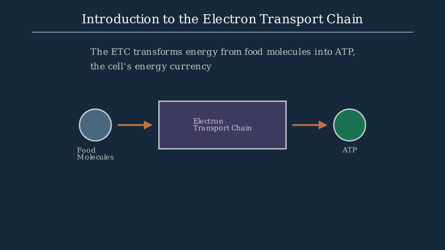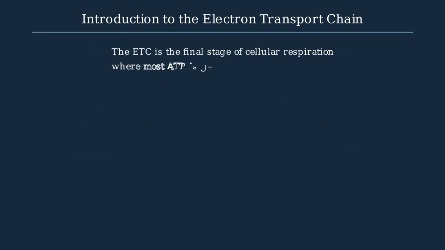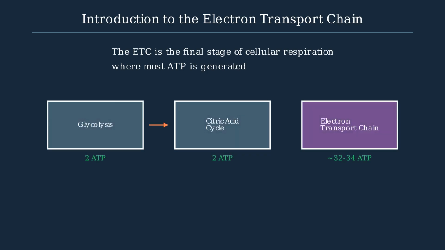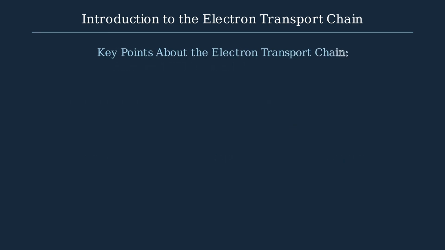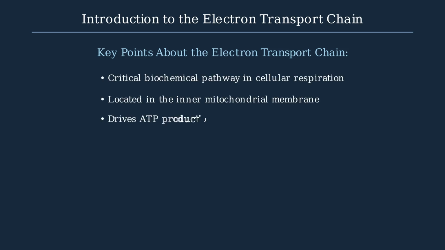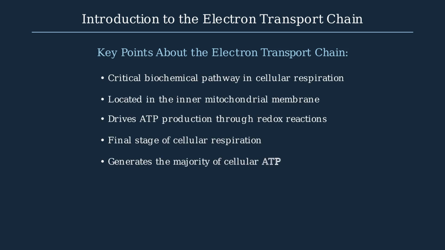currency. The electron transport chain represents the final stage of cellular respiration, where the most ATP is generated, approximately 32 to 34 molecules per glucose. In summary, the electron transport chain is a critical process that drives cellular energy production through redox reactions in the inner mitochondrial membrane, generating most of the cell's ATP supply.